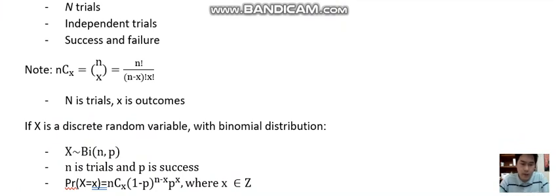If X is a discrete random variable with a binomial distribution, then you write it as X ~ B(n, p), where n is the number of trials and p is the probability of success. If you want to calculate the probability of X equalling 1, 2, 3, etc., you would use this formula: nCx, how many ways you can choose it, times p^x times (1 - p)^(n - x), where x is an integer.